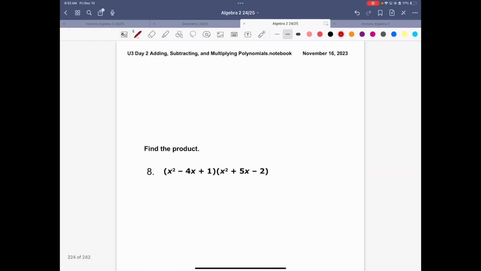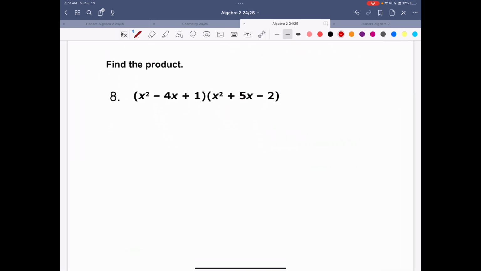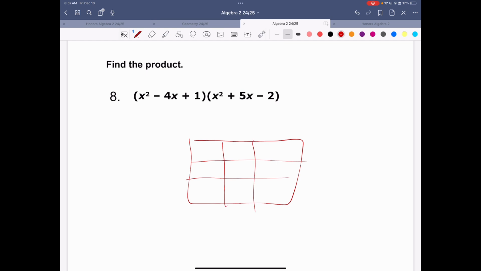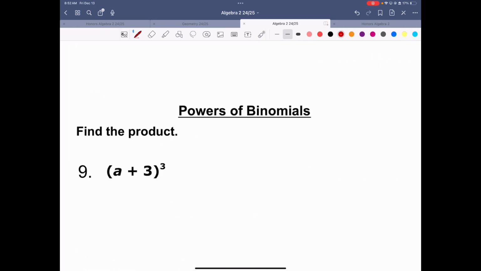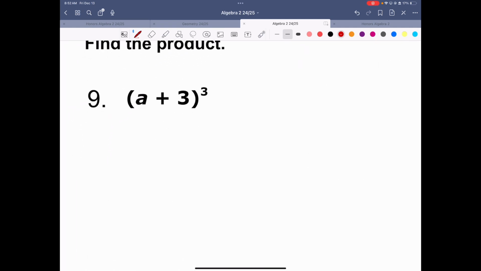Trinomial times a trinomial, and we're not going to do this one. I think we're okay, but you would just do a box, and now your box would just be a 3 by 3, and you would just do the box thing. Make sense? Okay. And then the last one that I do want to do, and I do want to do this one.